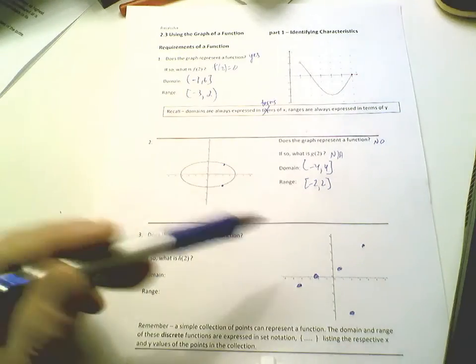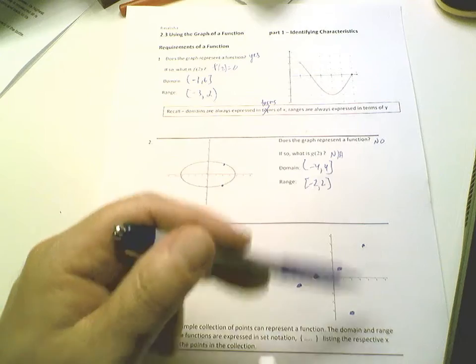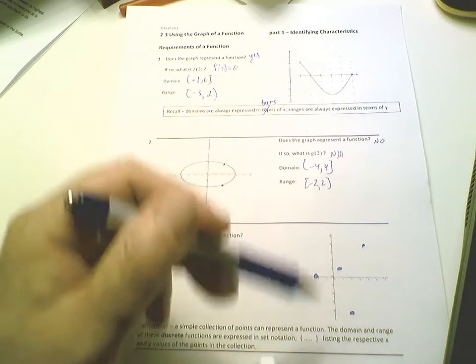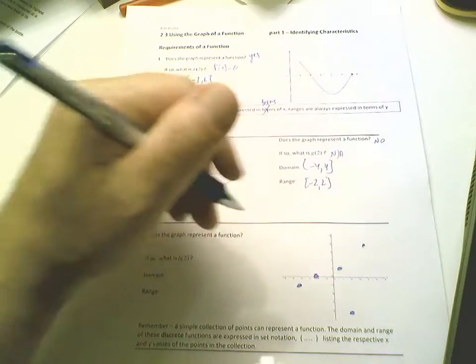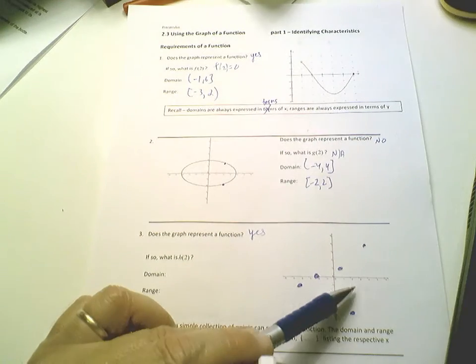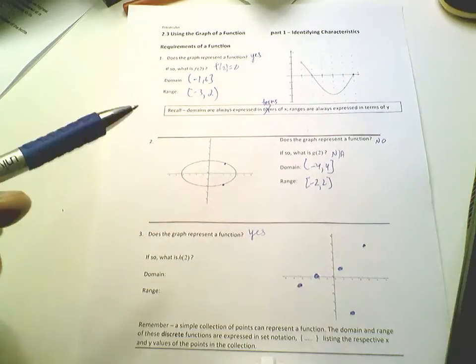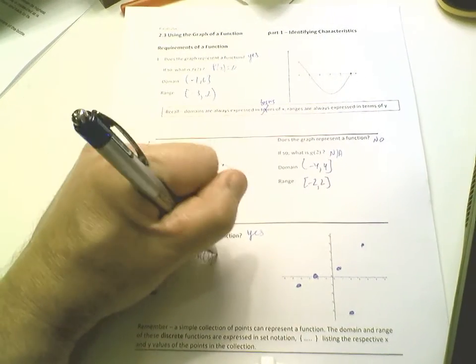So this is a real cool relation for sure. And those points, I can't draw a vertical line that will touch more than one of those points. This thing is, yes, it is a function. Can I evaluate h of 2? I sure can. There's my x value at 2, and there's my y value at -4. h of 2 is -4.